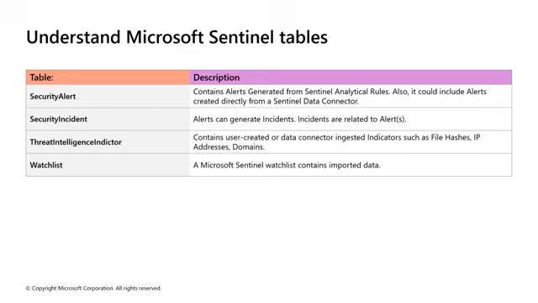Microsoft Sentinel uses several key tables to organize and manage security data. The security alert table holds alerts triggered by analytics rules or directly from data connectors. Those alerts can roll up into the security incident table, which helps group related alerts into a single investigation. The threat intelligence indicator table stores indicators like IPs, domains, and file hashes either manually added or pulled from a threat intelligence feed. And finally, the watch list table. This is where you can store custom data sets like high-value targets or known bad actors to enrich your detections.